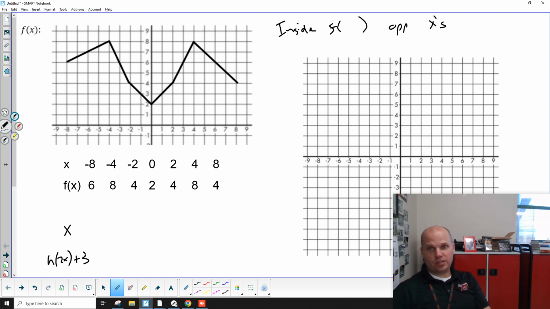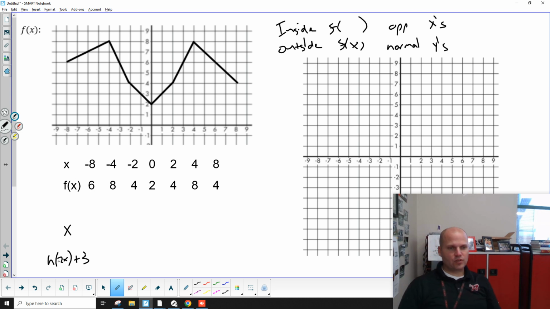It affects your x's. Outside your function, it's normal, expected, and affects your y's. So if I have f of 2x plus 3, this plus 3 is affecting my y's. I'm going to take my y's here and add 3 to them. That's one thing I'm going to do.